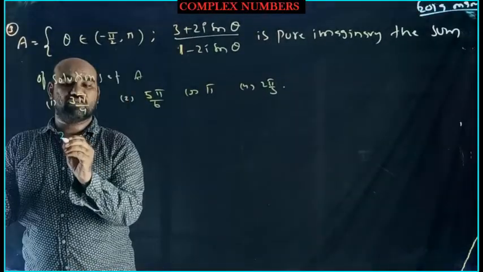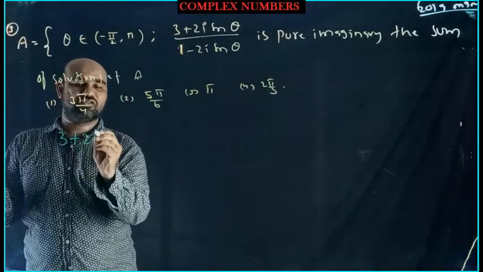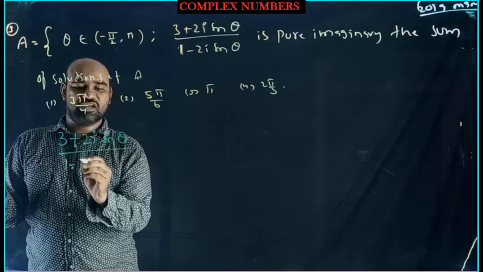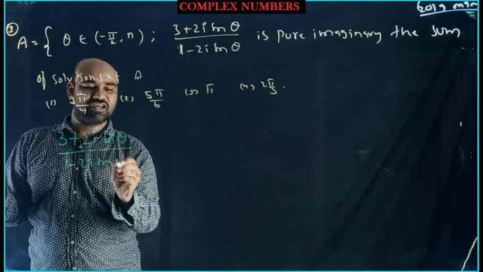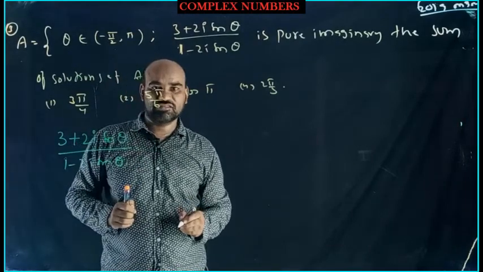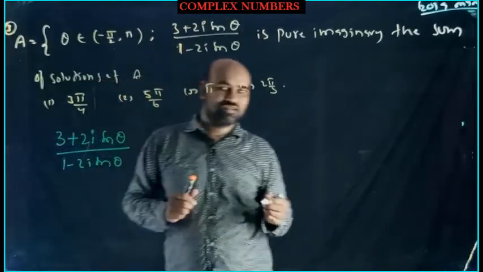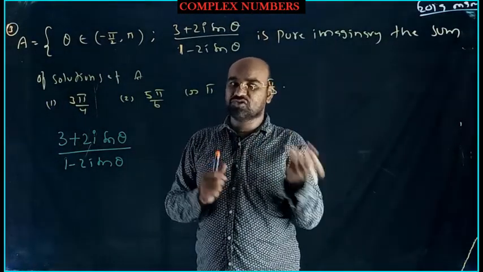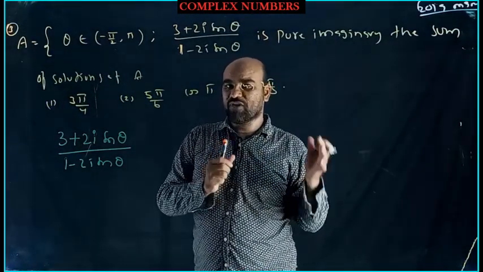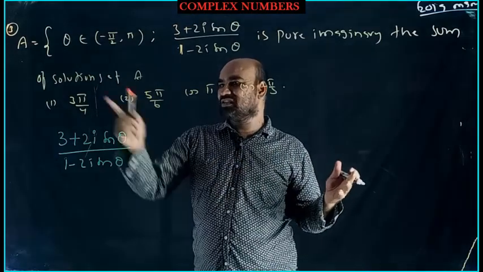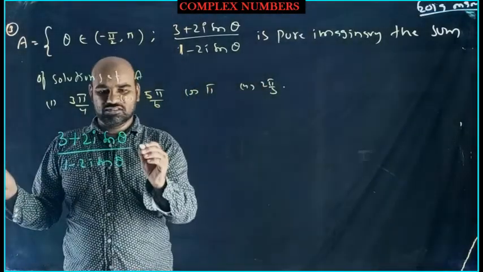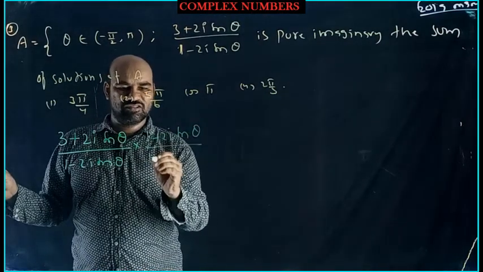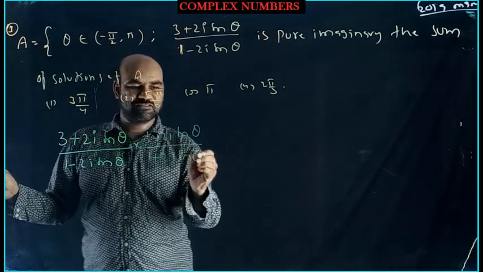So I want to write (3 plus 2 iota sin theta) by (1 minus 2 iota sin theta) in the form a plus iota b. After that I will find for what values of theta the real part becomes 0. So I will get some values of theta, I will add all of them, and that gives the answer for the problem. So this is (3 plus 2 iota sin theta) by (1 plus 2 iota sin theta).